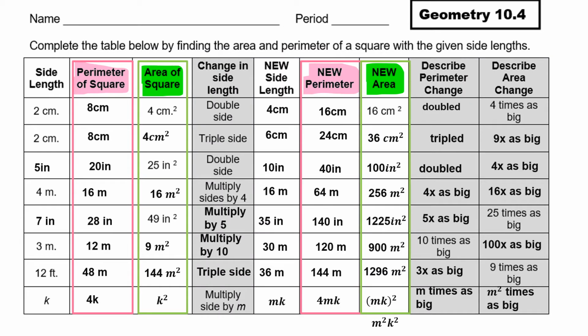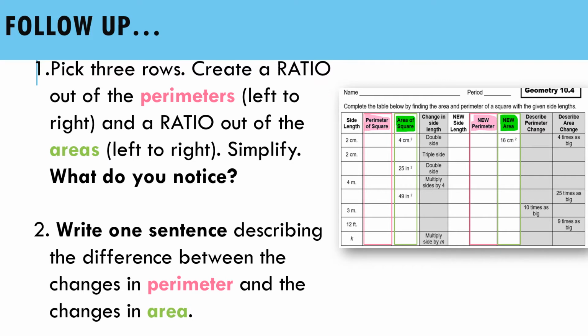All right, so if you remember, I gave you this chart as your lesson 1, and you had to go through and fill it all out. The point, remember, is not that you just have all the right answers written down. The point is, did you think through it, and did you get some idea of what's going on as we go from the first perimeter to the second perimeter and the first area to the second area, right? So I asked you to pick 3 rows, create a ratio out of the perimeters, which, ratio is a keyword for today, and then a ratio out of the areas left to right, and then to look at what you notice about the relationship between that original ratio and the new ratio. Then I also asked you to write a sentence describing the difference between the changes in perimeter and the changes in area.